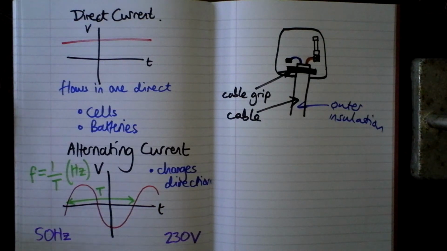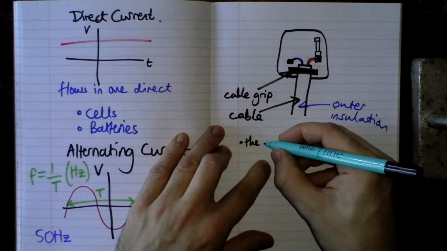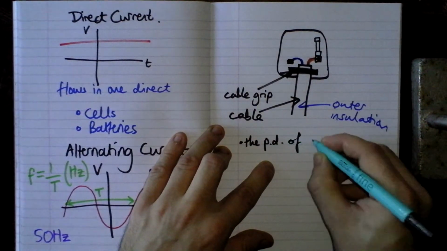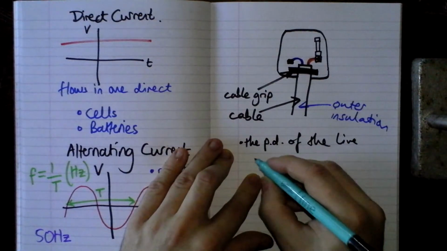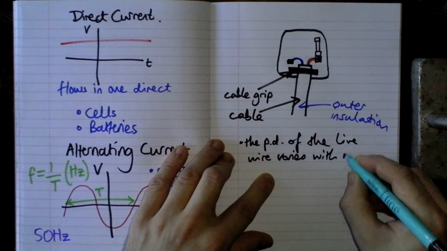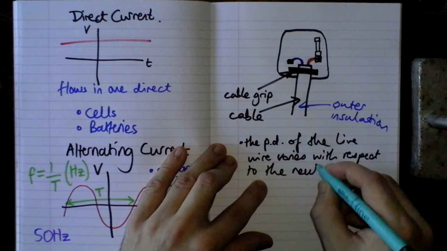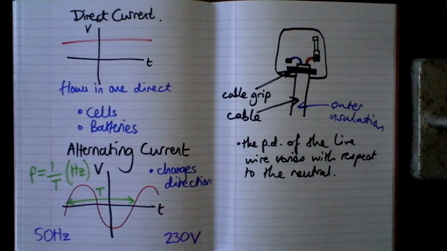Now, the way that AC works is that we'll say the potential difference of the live wire varies with respect to the neutral. So we imagine that the neutral wire stays perfectly at 0, and the live wire changes from positive to negative to positive to negative, and that causes a current to flow between the live wire and the neutral wire.